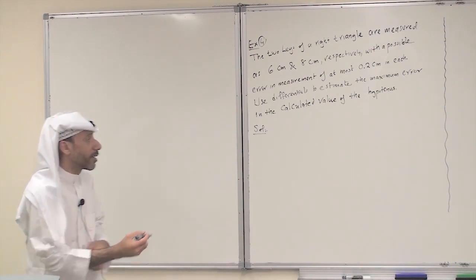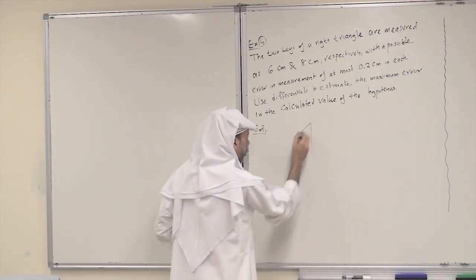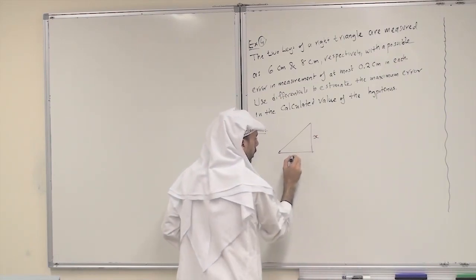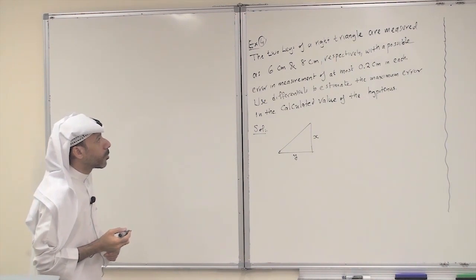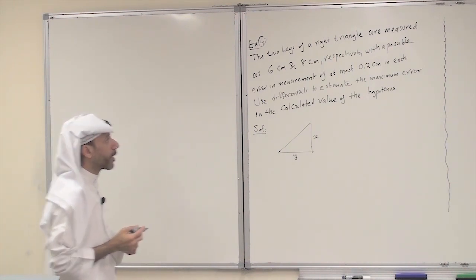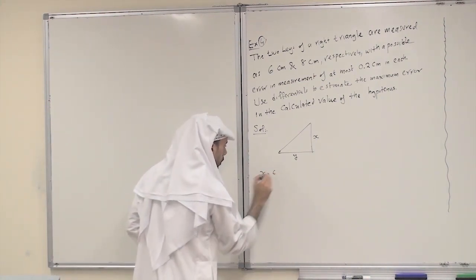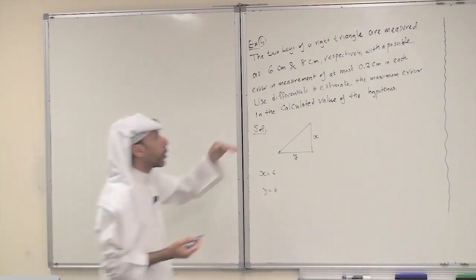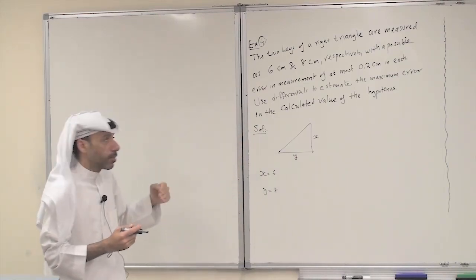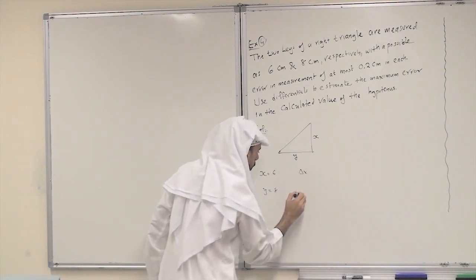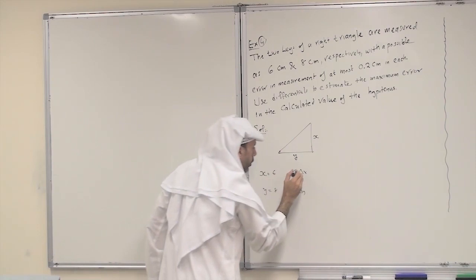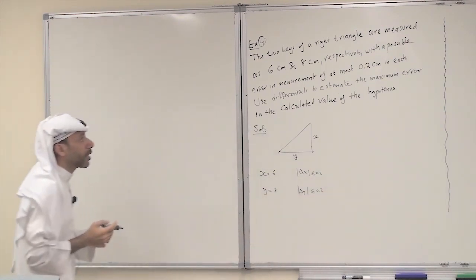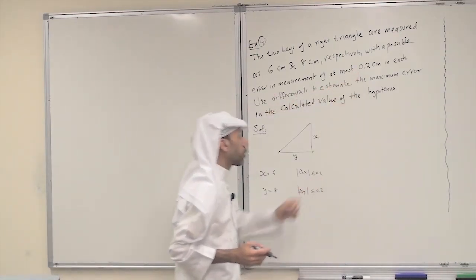So we have the two legs of a right triangle. So we have here a right triangle. We have two legs. So let me call the first x and the second y. They are measured as 6 and 8. So I can take x to be 6 centimeter and y to be 8 centimeter, with a possible error in measurement of at most 0.2 centimeter in each. So the error in measuring x and measuring y, which is delta x and delta y, the maximum is 0.2. So this is less than or equal to 0.2, and this is less than or equal to 0.2. So in both measurements, the maximum error is at most 0.2.